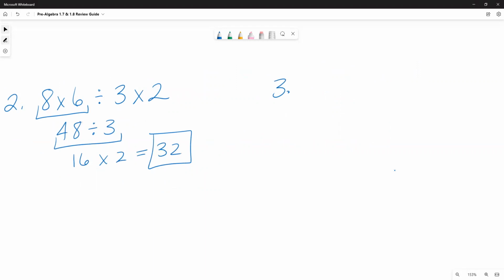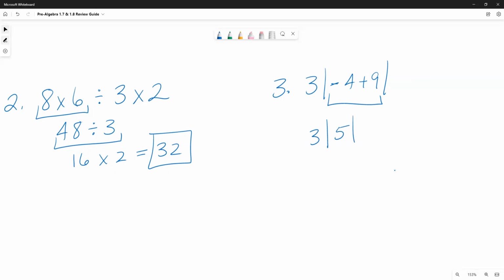All right, Isaiah, number 3. 3 times the absolute value of -4 plus 9. So what do we do first here? Right, so we treat the absolute value as a grouping symbol right now, solve inside of it. And so we have 3 absolute value, and what's -4 plus 9? 5.